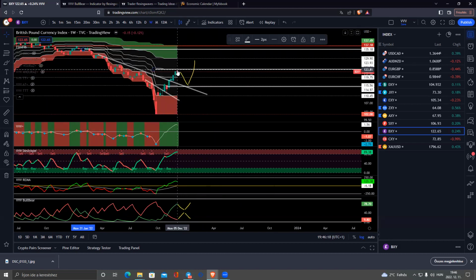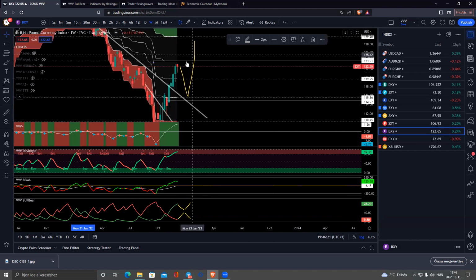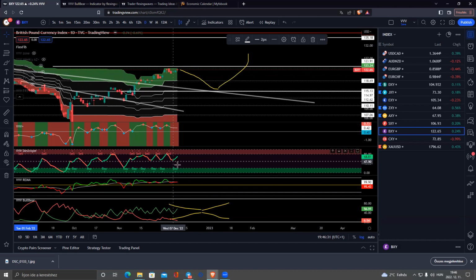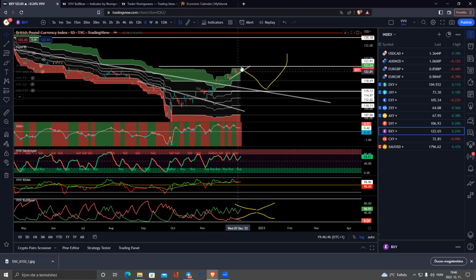It reached, nice, almost reached my target zone. I really want to see what's happening next week, and from this point I want to see a break. All right, I would like to see a break to the upside, actually, even without correction.